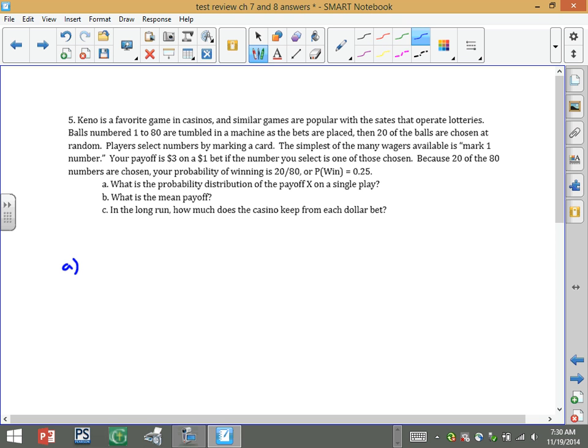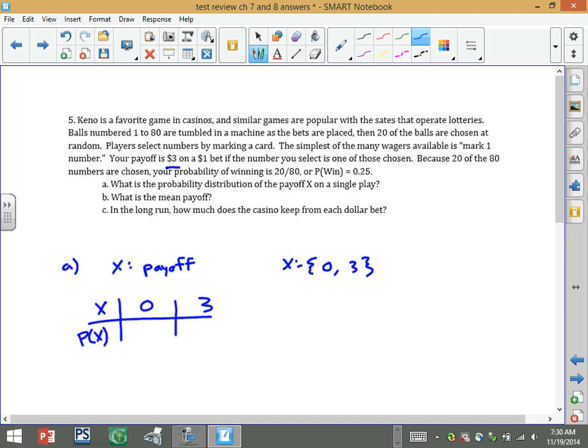If you win, $3. Right? So if X is your payoff, X takes on the values 0 or 3. So you're either going to win $0 or $3. So the probability that you win those $3 is 0.25, which means the probability you lose is 75%.